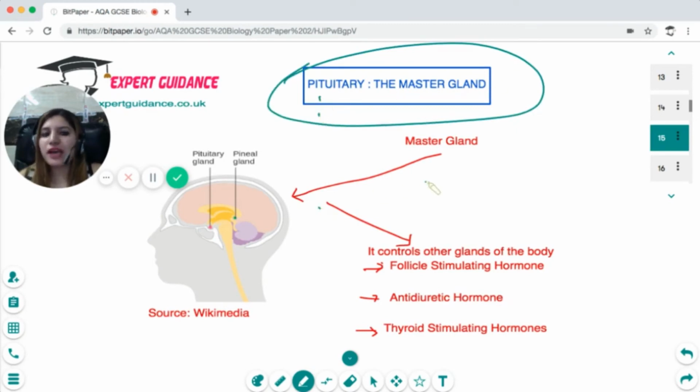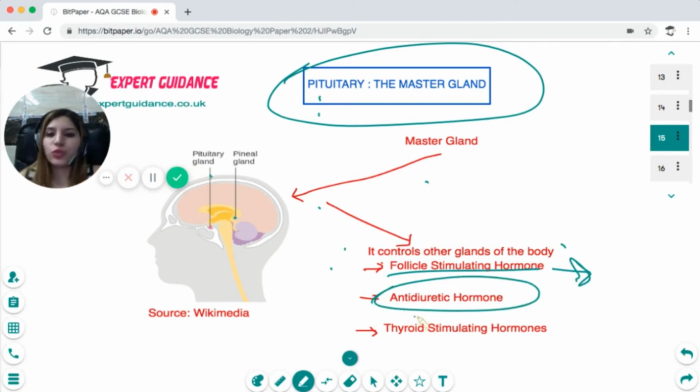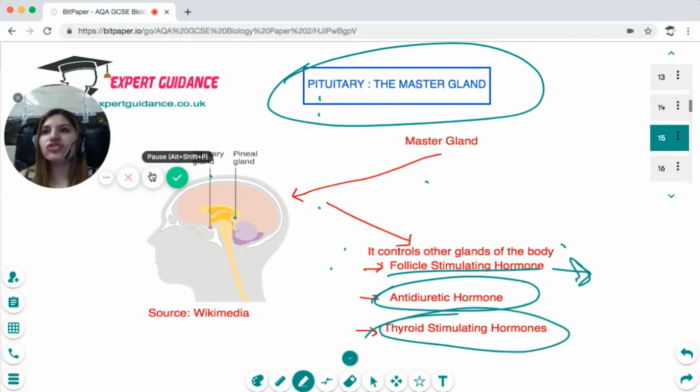Why is it a master gland? Because it controls the other glands of the body. It controls the follicle stimulating hormone, which is responsible for management of menstruation and reproduction. Antidiuretic hormone is also controlled by the pituitary gland, which maintains the water level of the body. And thyroid stimulating hormone is also controlled by the pituitary, which maintains the metabolic levels of the body.